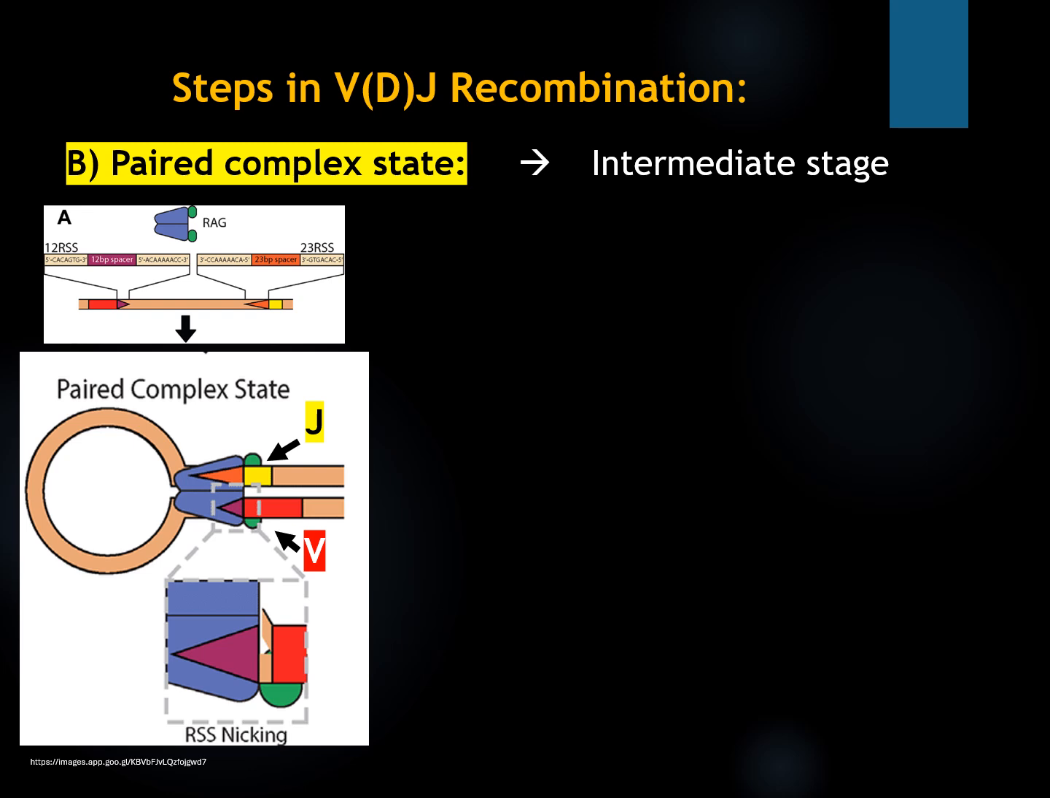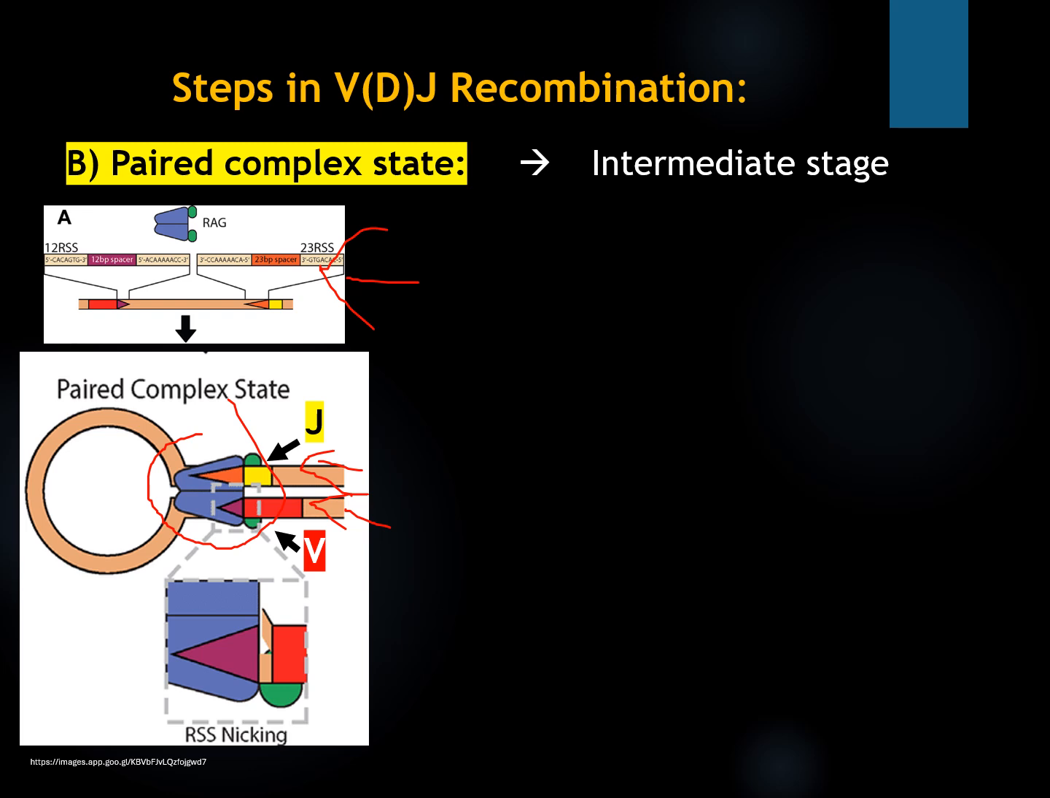Here you can see the pair complex stage, and it's a critical intermediate stage in this process of recombination. What happened here is very simple. You have the DNA segment here, and what you find here is this. You have the RAG enzyme here with two spacers: one spacer for the J segment and a longer spacer for the V segment. Why? Because remember we want the proper alignment, and this is ensured by having spacers of different length.